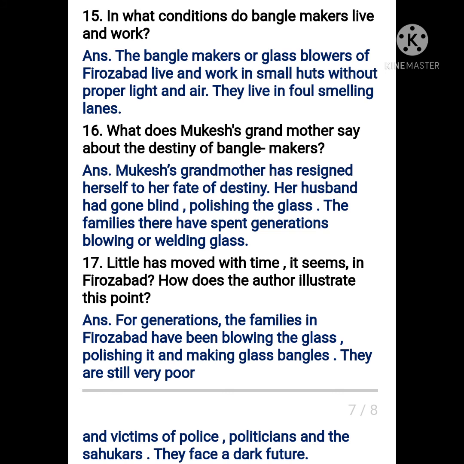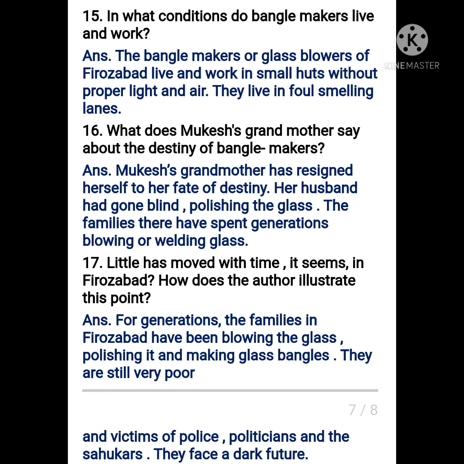Question number 15. In what conditions do bangle makers live and work? Answer. The bangle makers or glass blowers of Firozabad live and work in small huts without proper light and air. They live in foul-smelling lanes. Question number 16. What does Mukesh's grandmother say about the destiny of bangle makers? Answer. Mukesh's grandmother has resigned herself to her fate. Her husband had gone blind polishing the glass. The families there have spent generations blowing or welding glass.